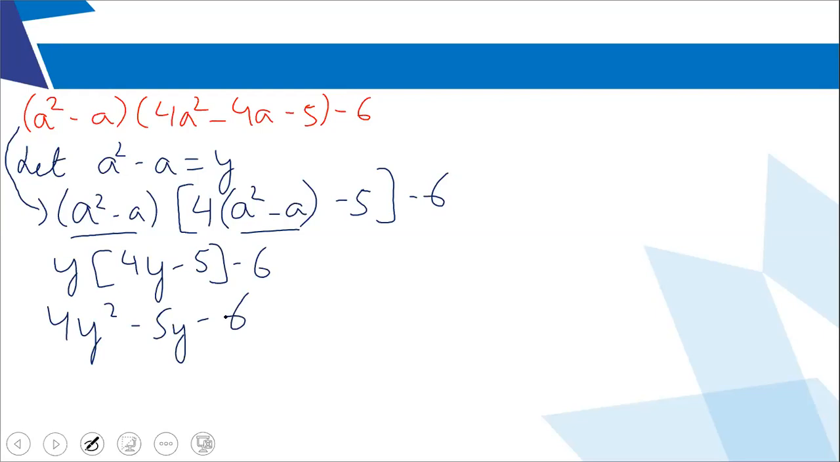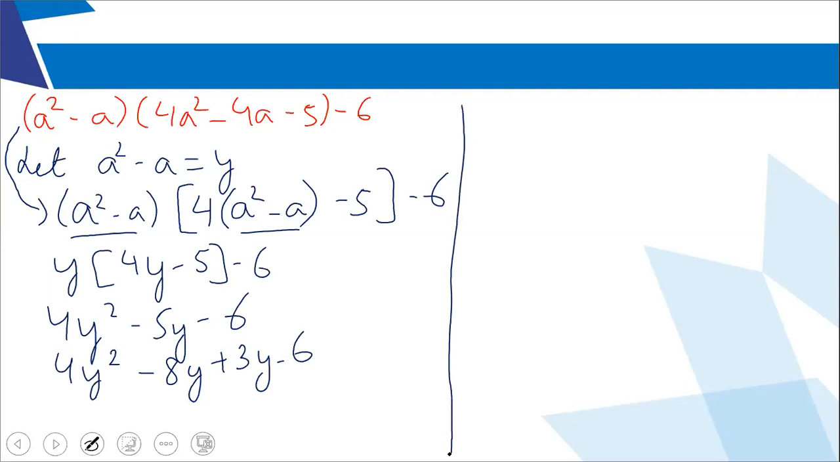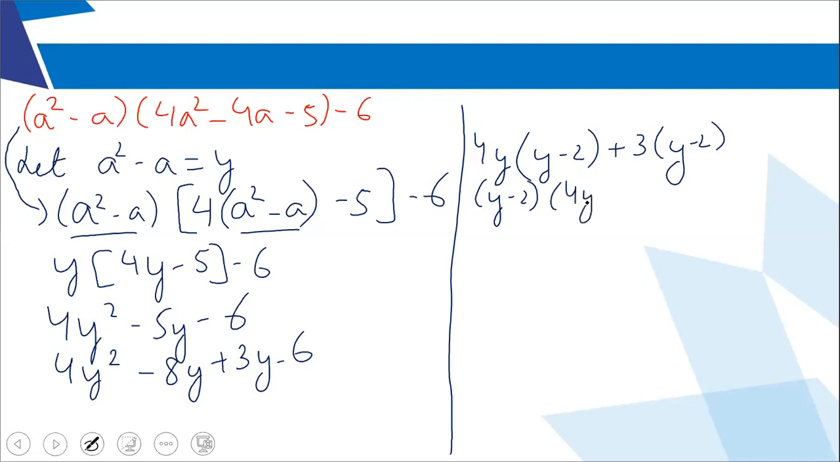So I'm going to split now. 4 sixes are 24, so 8 and 3: 4y square minus 8y plus 3y minus 6. Then I will take 4y common, and the first becomes y minus 2, and next I take 3 common, so 3 into y minus 2. Then it is y minus 2 and 4y plus 3. Now I'm going to put the value of y as a square minus a.